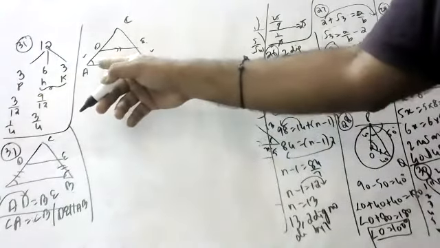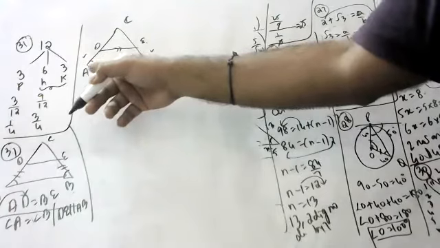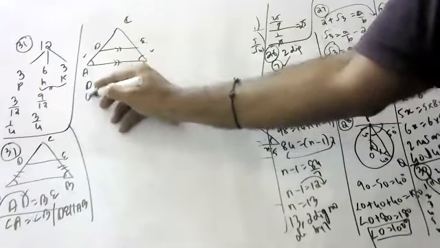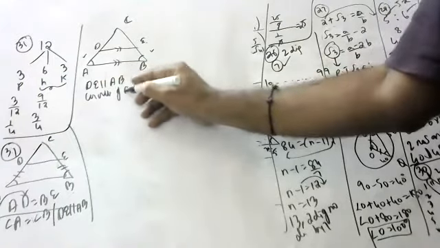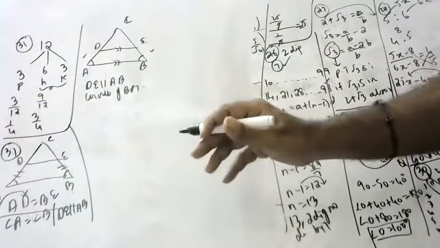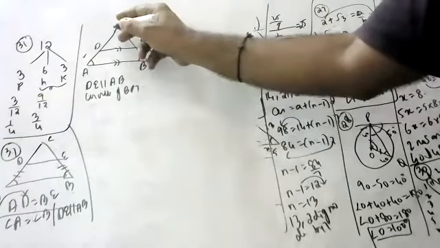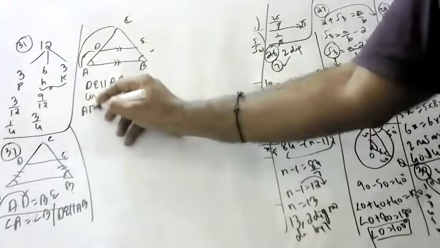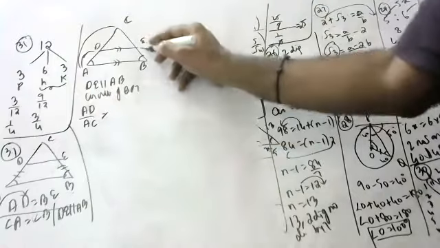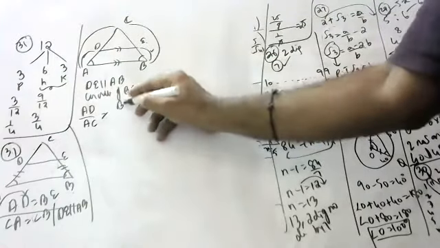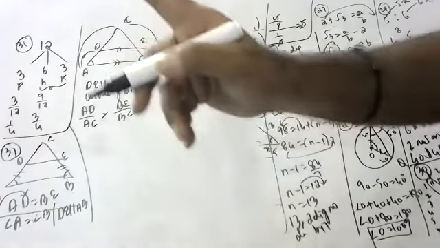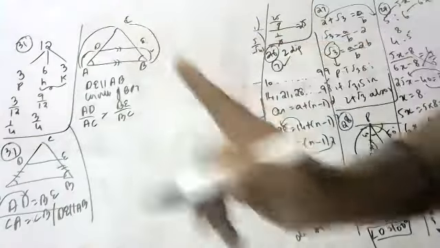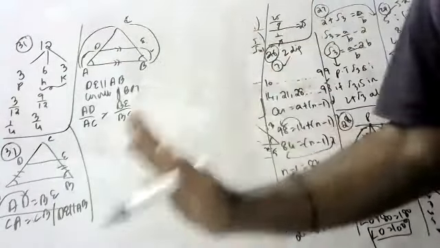Here, as DE is parallel to AB, apply BPT, the corollary of BPT. Can anyone say the corollary of BPT? CD by AC, AD by AC is equal to BE by BC. Children, once all of you listen, corollary we can write this by total, or this by total also. No problem. By corollary of BPT.